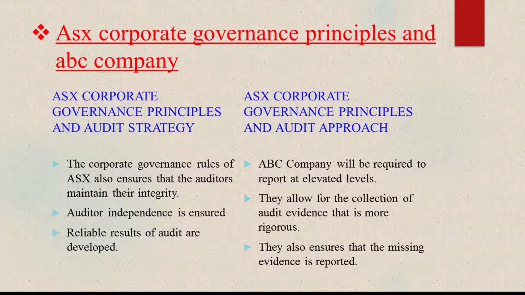In this one, the first point is that the ABC company will be required to report at an elevated level. The second one is they allow for the collection of audit evidence that is more rigorous. And the last one is they also ensure that missing evidence is reported.